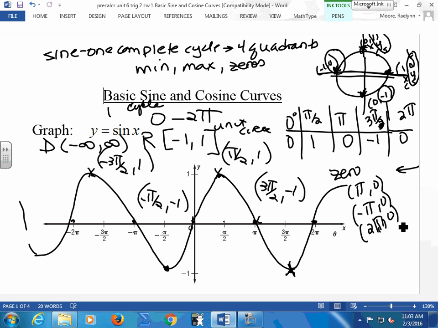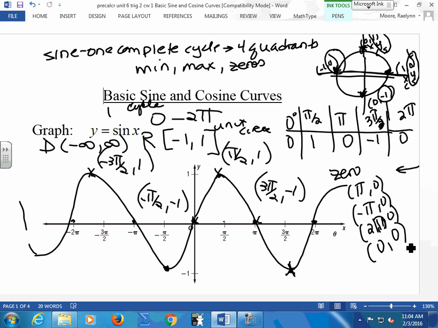2 pi over 1, we got 2 pi. What else is 2 pi? Negative 2 pi, but where else? 0. Don't forget the 0. 0 is 0 degrees and 0 radians at the same time. So this is my basic sine curve.